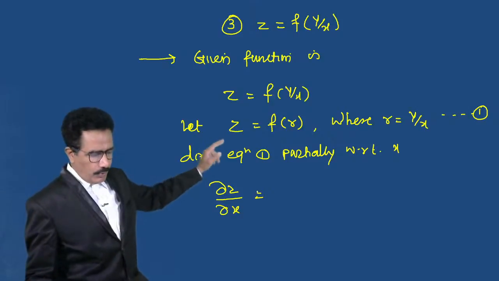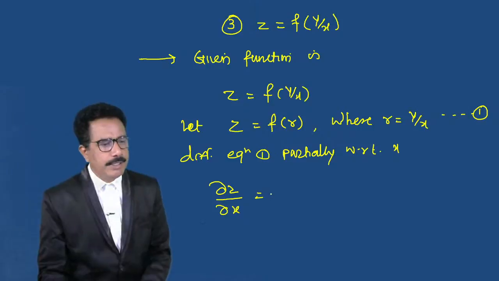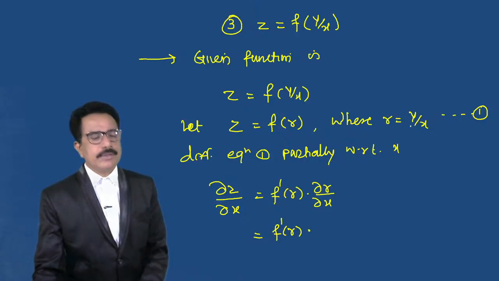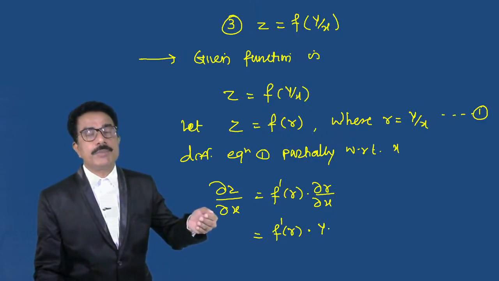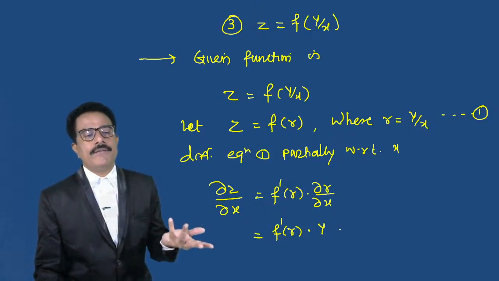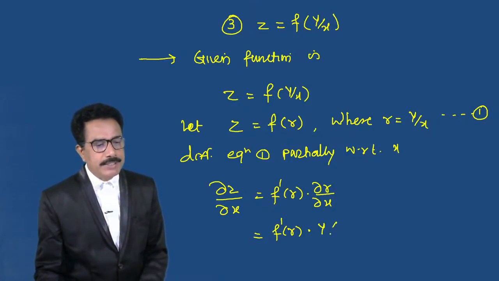What is the value of dou r by dou x? So f dash of r into dou r by dou x. So f dash of r into, y is a constant because we are differentiating with respect to x. So the derivative of y by x with respect to x, we have to consider minus y upon x square.